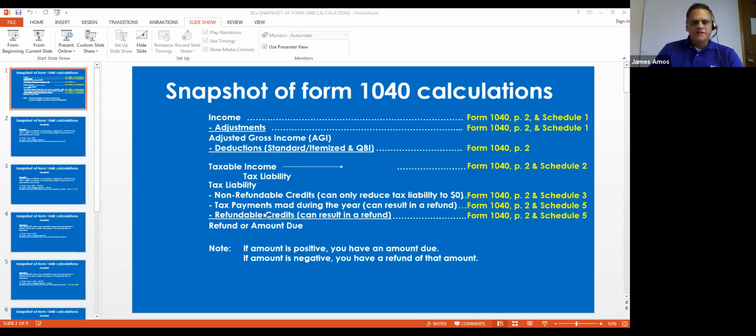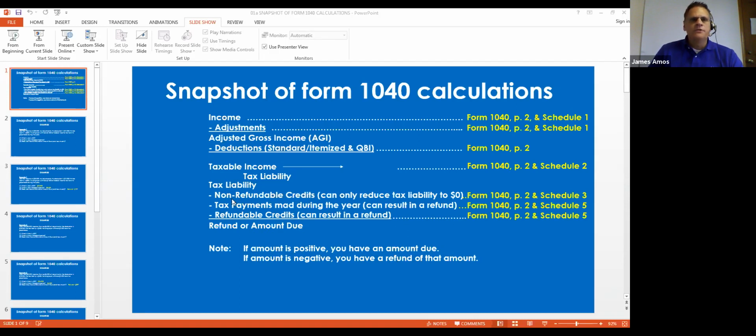If the amount is positive when you're doing it this way, not on the real form, but when you're doing it this way, if the amount is positive, you have an amount due. That means you still owe some money. That means all of these credits and everything was not enough to pay off this tax liability. But if the amount is negative, you have a refund of that amount. That means the negative amount means your tax liability minus all of these things, you actually paid more than you, or you're getting credit for more than you owe. And so you're going to get a refund of that amount.